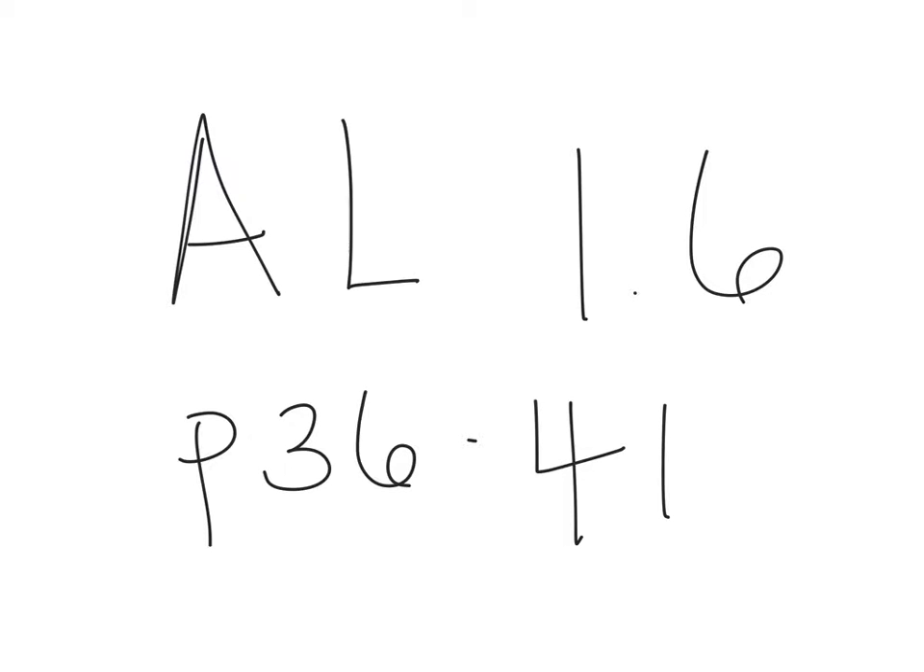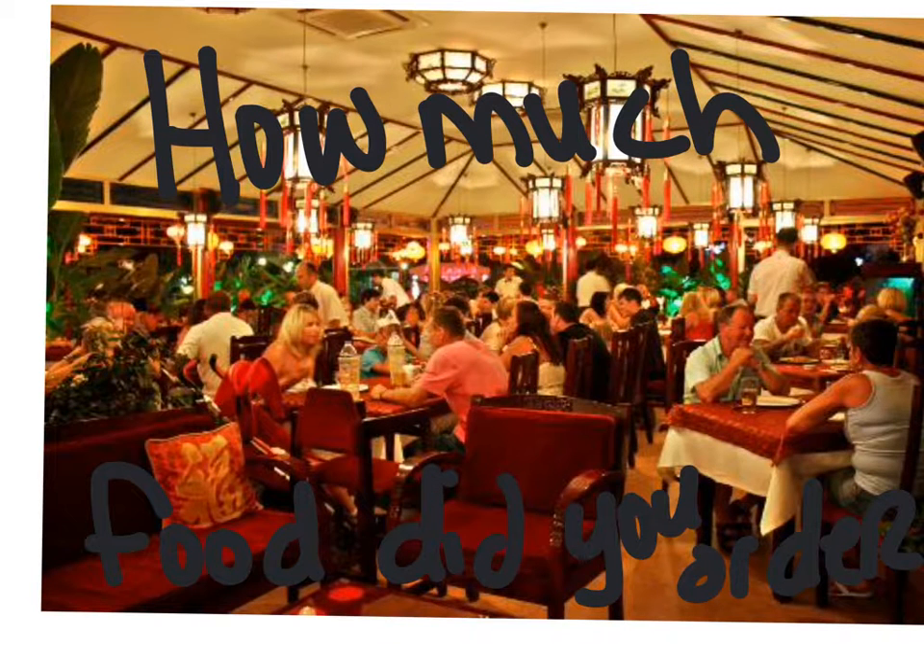Okay, so this is Algebra Lesson 1.6 on pages 36 through 41 in your book. If you go to a Chinese restaurant, the question becomes, how much does it cost? One of the ways they figure out how much to charge you is by how many plates were delivered or how many plates you used up. So the question becomes, how much food did you order?